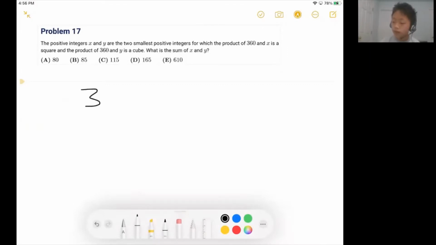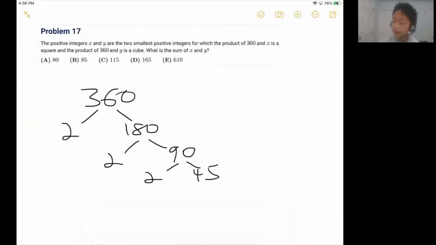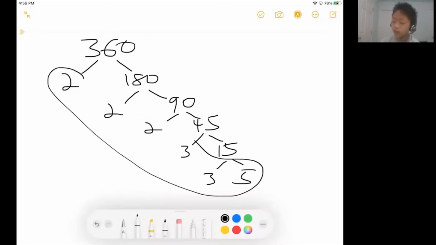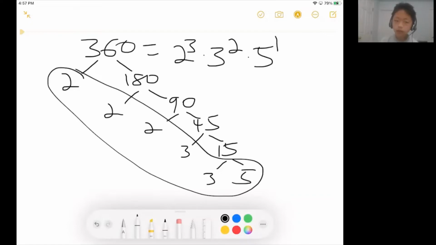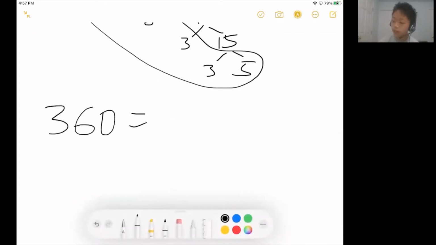If we factor 360, we know that 360 is 2 times 180, and 180 is 2 times 90, and 90 is 2 times 45. We can keep factoring. 45 is 3 times 15, and 15 is 3 times 5. So the prime factorization of 360 is 2 to the third times 3 to the 2 times 5 to the 1. Let's write it here one more time: 360 is 2 cubed times 3 squared times 5 to the 1.